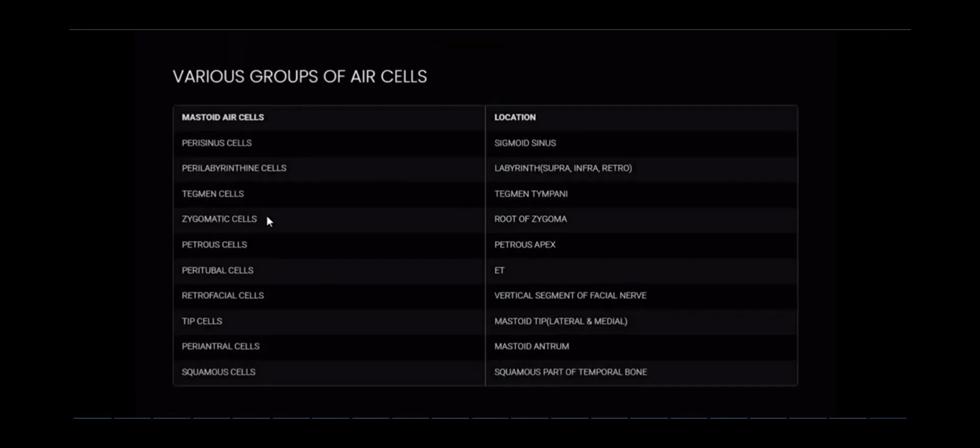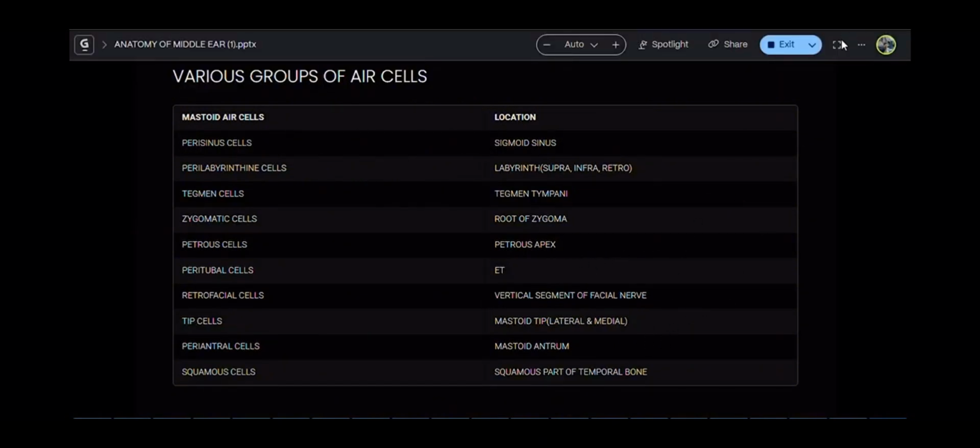Other than the mastoid, we have various other air cells in and around specific parts of the temporal bone. Around the labyrinth we have the perilabyrinthine cells, around the tegmen we have tegmen cells, around the zygoma we have the zygomatic cells, and around the petrous we have the petrous cells. So these are the named cells.